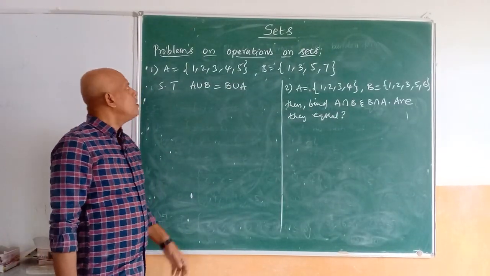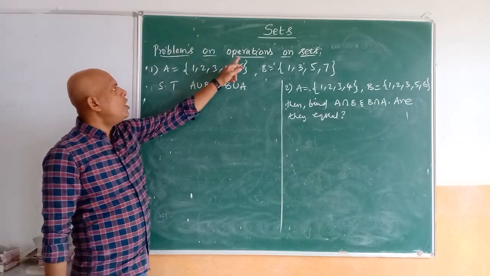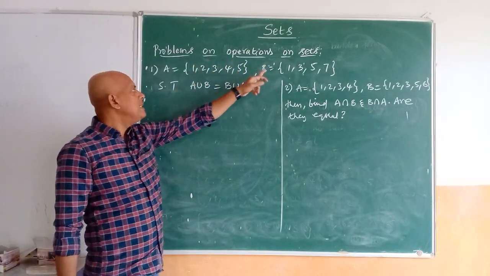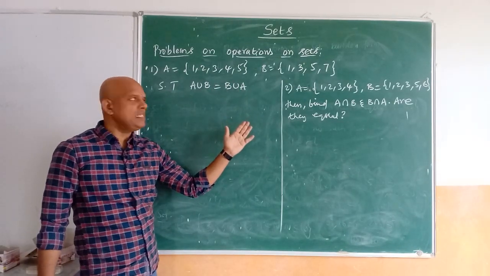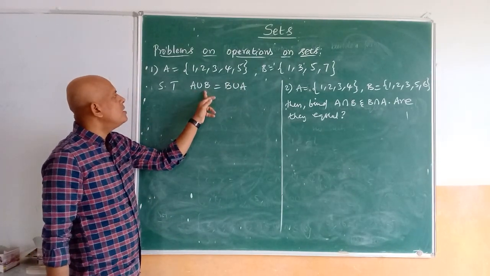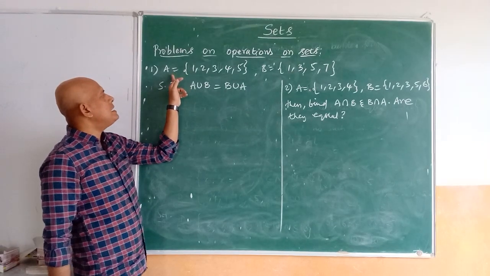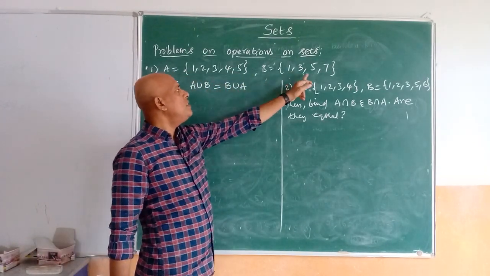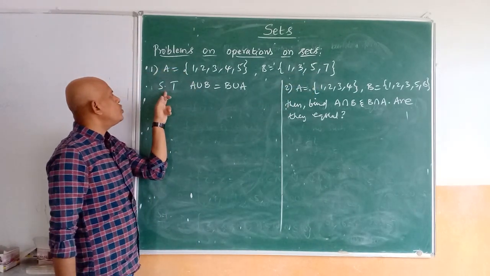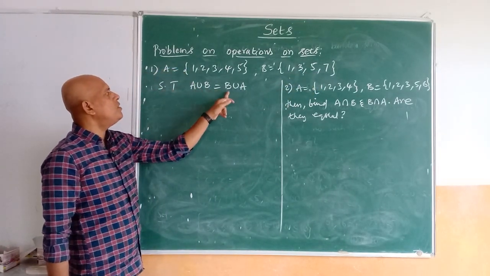Okay children, now we move to the problems on operations on sets, that is union and intersection. Later we will go over the difference of sets. So for A union B, we are given set A as 1, 2, 3, 4, 5 and B is equal to 1, 3, 5, 7. And we are asked to show that A union B is equal to B union A.